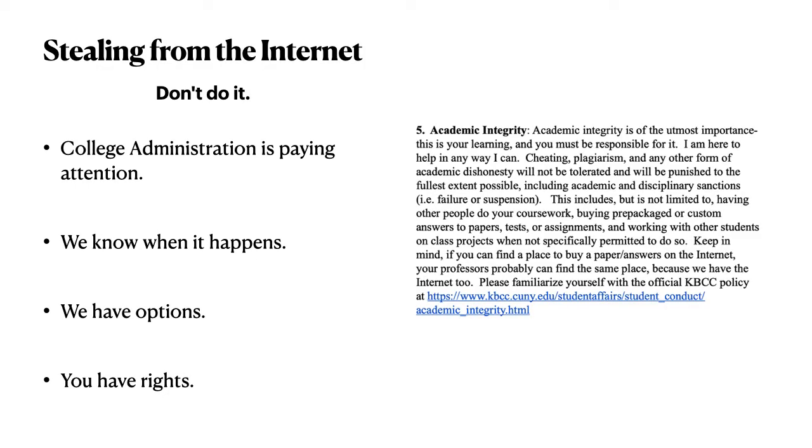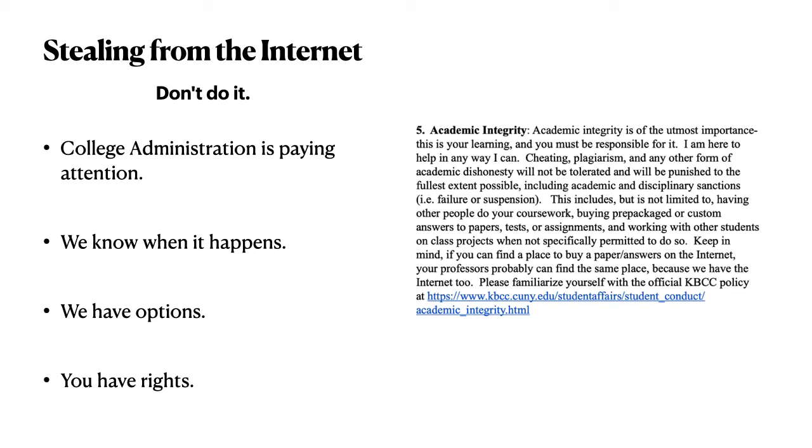I don't think I want to spend a lot of time talking about this. Don't steal from the internet. I usually will give you a warning. It's exceedingly obvious when you do it. We know it happens as faculty members, but we have options. Some faculty are really harsh and they can throw you out of college, to be blunt. Others are very lenient. They just look the other way, and I don't think they're doing you any favors there.